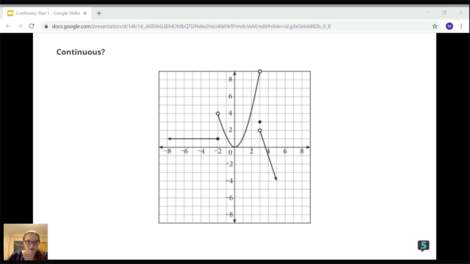There are holes in the graph. Yes, those points where the circles are not colored in, those are holes. But we do have values at those points because we have colored in circles at the same spots, at -2 and at 3. But is it continuous? So going back to Kimberly's definition, can we draw this whole graph without picking up our pencil?